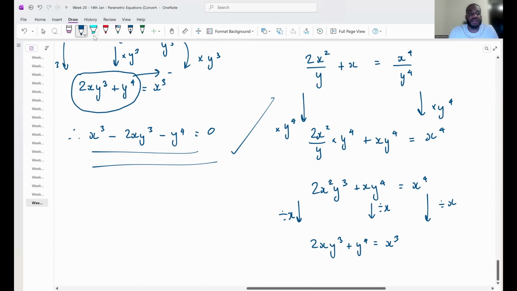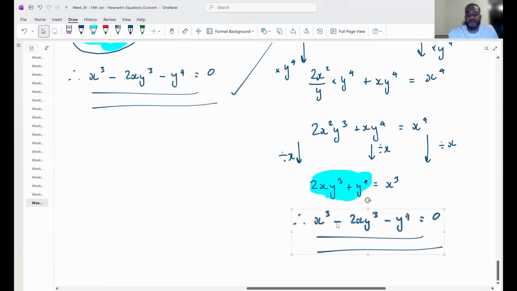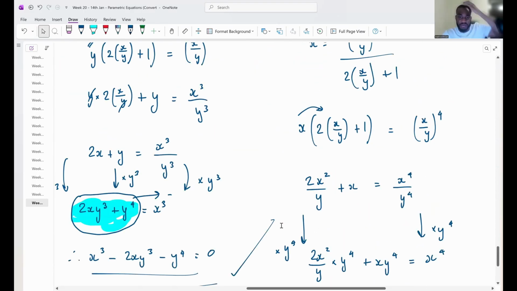Can you see that's the exact same thing? Let me highlight them. That right there. Can you see that right there is the exact same as that? Exact same thing. So therefore, you get the exact same thing. So it doesn't actually matter which way you do it. Perfect. Exact same thing.